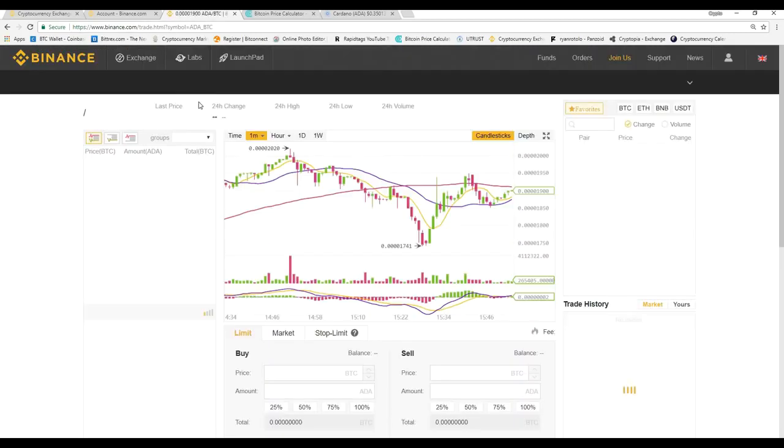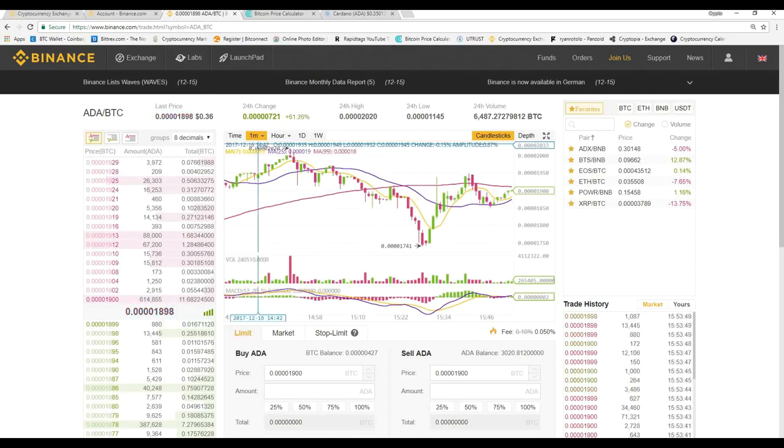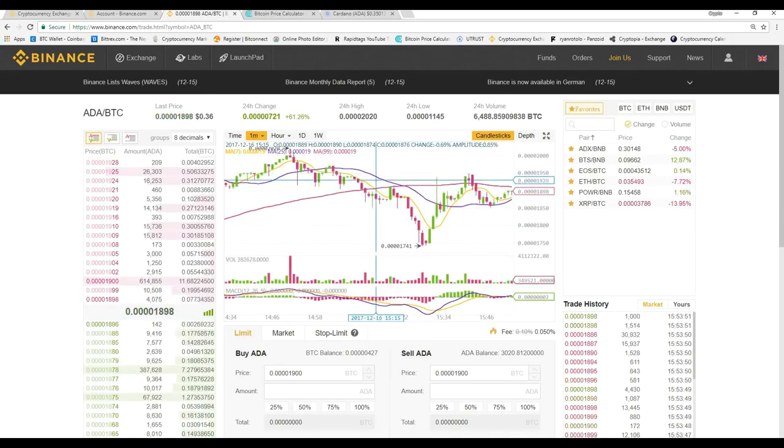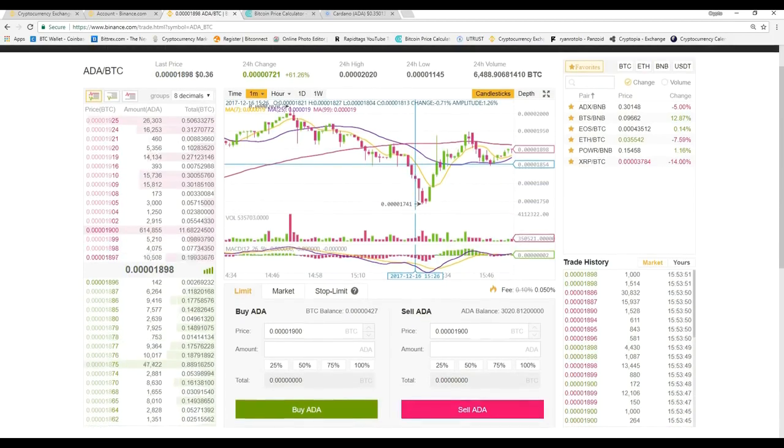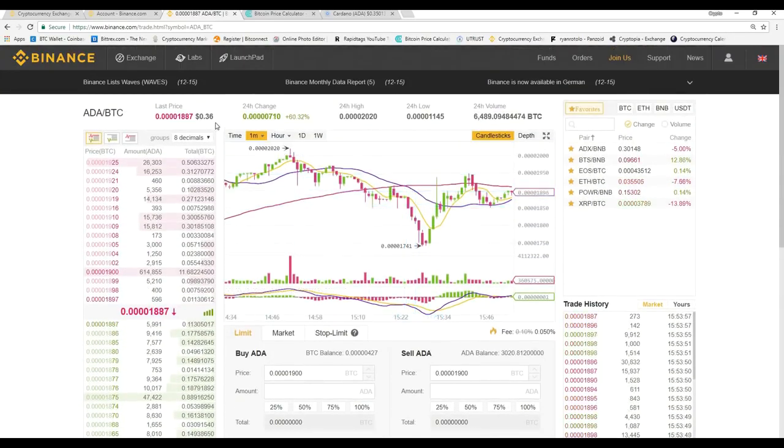But first we're going to take a look at the basic version, and then we will take a look at the advanced version. Now this is what the basic version exchange looks like. Now I'm going to go over every single thing on this page just so you guys know exactly what you're looking at. Up here, this is where you will see the abbreviation of the cryptocurrency you're looking at. So ADA is Cardano.